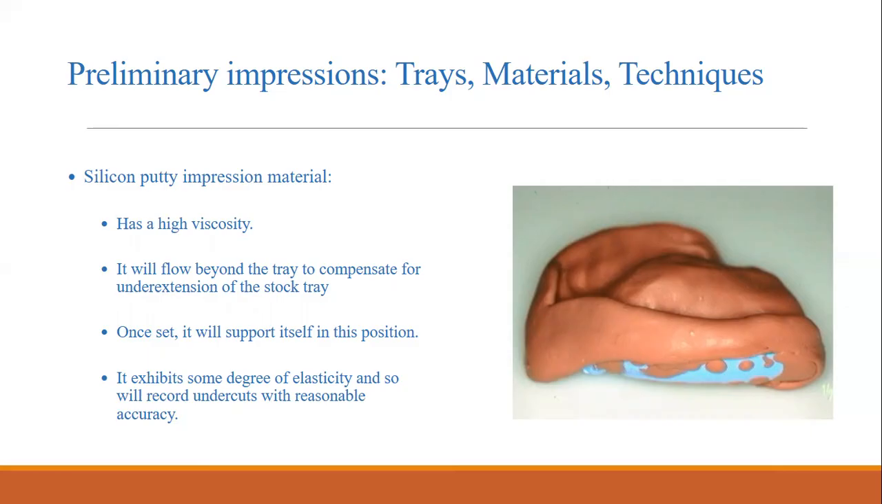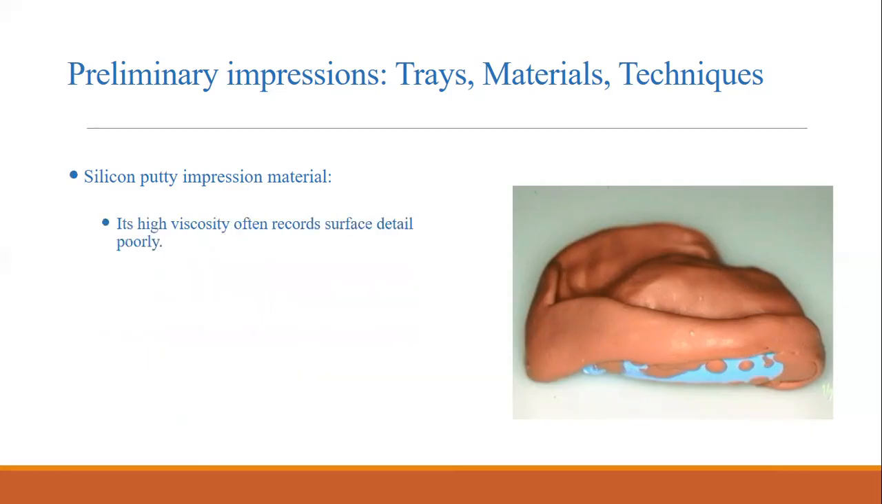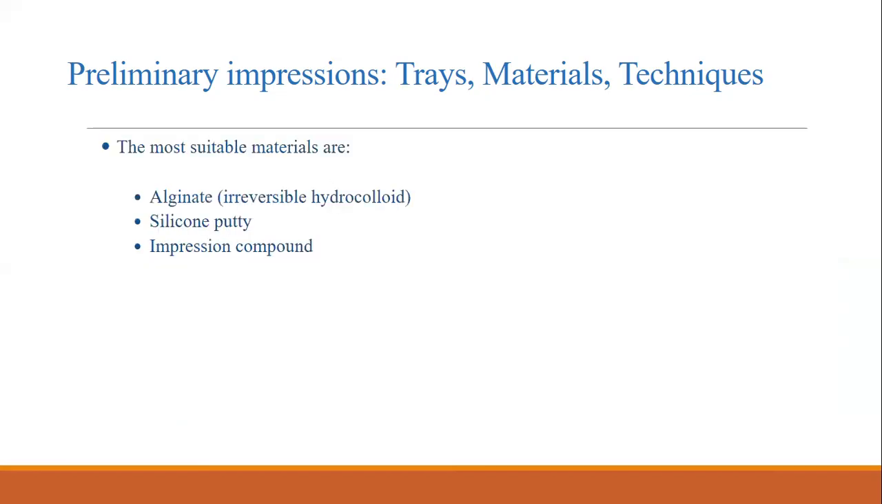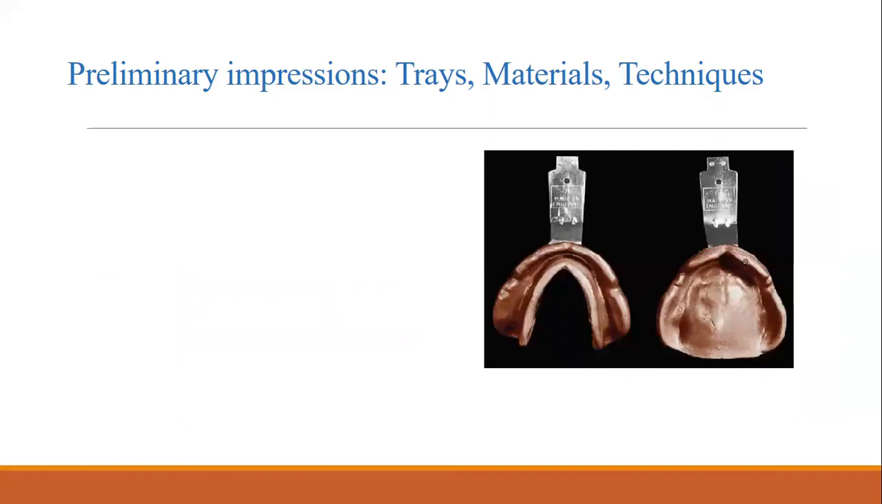Okay. فهاي الماتيريال بنستعملها لما يكون في عندي severe undercuts لأنه فيها some elasticity. It's high viscous material often record surface details poor. Okay. فهاي مشكلة الباتي silicone material. نيجي على الامبريشن compound which is widely used، وهذا اللي احنا رح نستعمله بالعيادات ورح تستعملوه كمان باللابات.